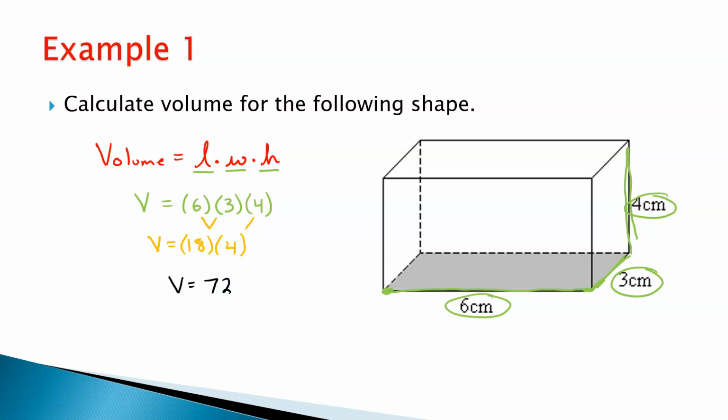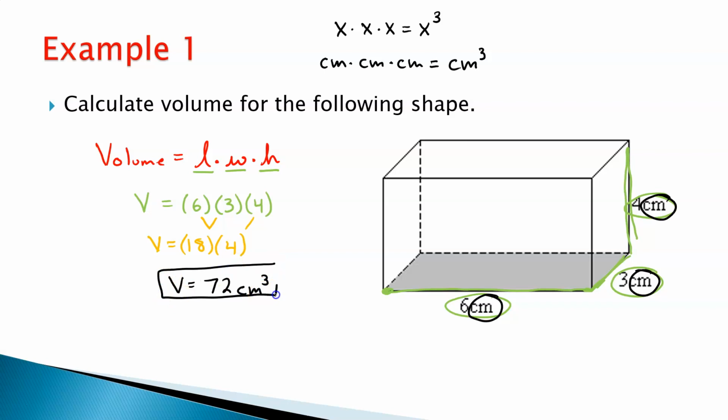And I'm going to stop right there. I do want to talk about the units, because we were multiplying centimeters times centimeters times centimeters, right? Imagine if you're multiplying x times x times x. What would we get? We would get x to the third power, x cubed. So if you multiply centimeters times centimeters times centimeters, that is going to give us centimeters to the third power. So those are going to be our units, centimeters cubed. And it makes sense because we're talking about a three-dimensional shape. We want the volume, we want the space inside a three-dimensional shape. So it's to the third power.